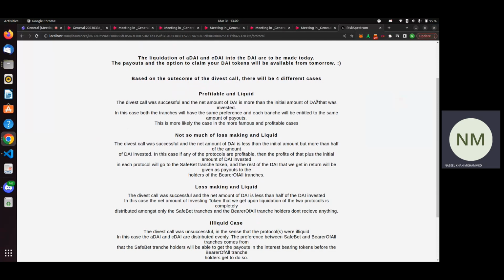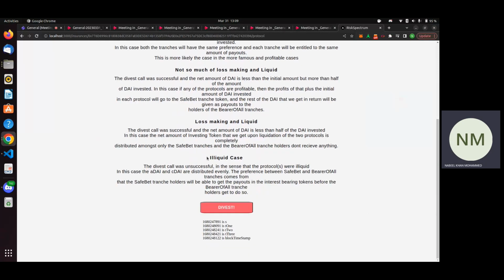The first one being profitable and liquid, the second one being not so much loss making and liquid, the third one being loss making and liquid, and the fourth one being the illiquid case. What do liquid and illiquid mean? Liquid in this sense means that both aDAI and cDAI, once I've given them back, I've actually gotten proper DAI in return, right? Once I've withdrawn, I have gotten my DAI.